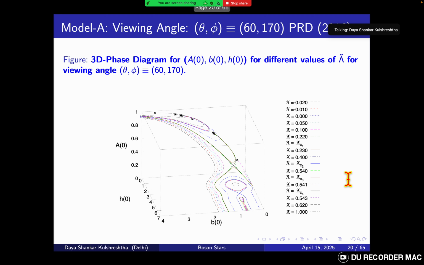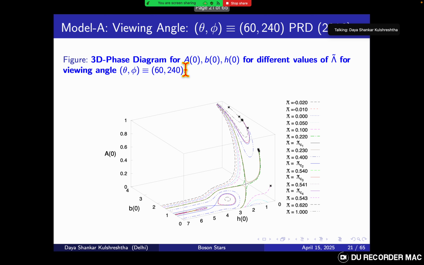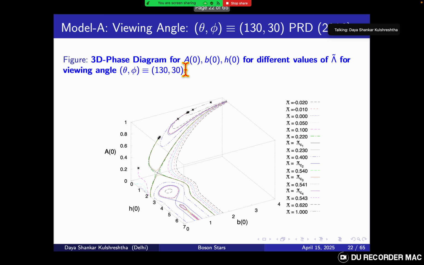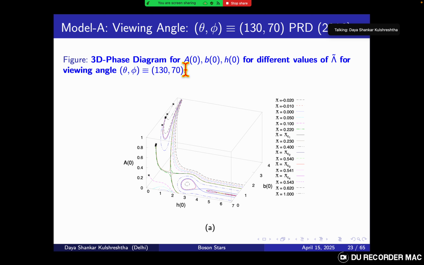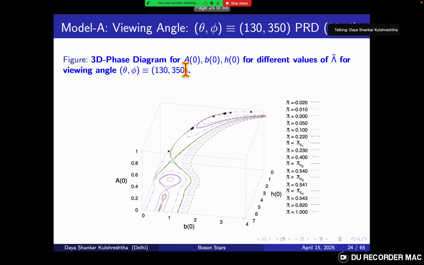Now, this is a three-dimensional plot of the metric function A at the center of the star, the vector field at the center of the star, and the scalar field at the center. The viewing angle here is 60-170. Now I will show you a few more, where each one corresponds to a different viewing angle, 60, 240, and so on. So these are the same three phase space variables, but shown with different viewing angles.